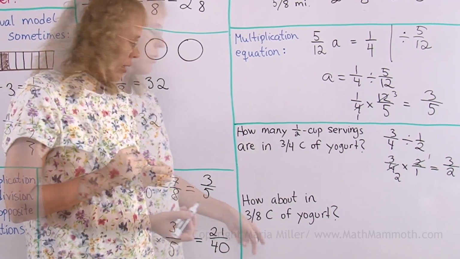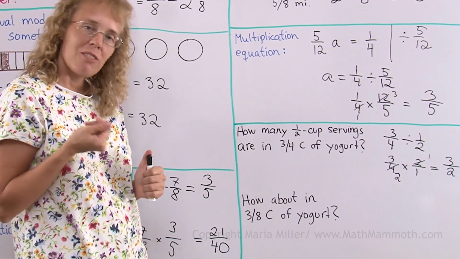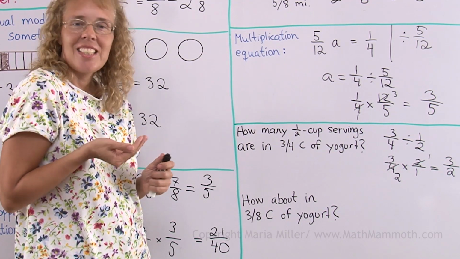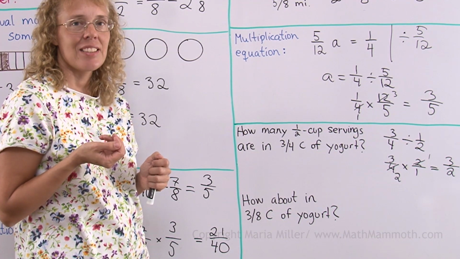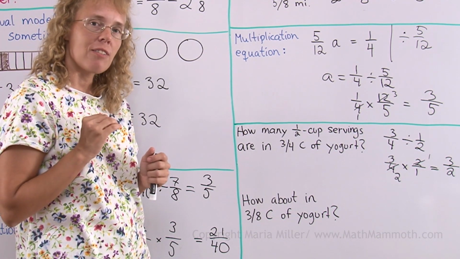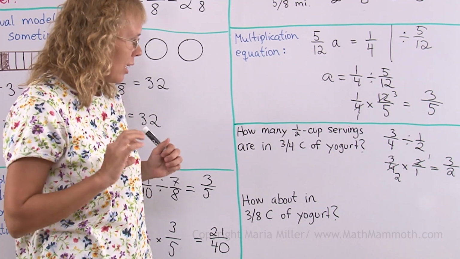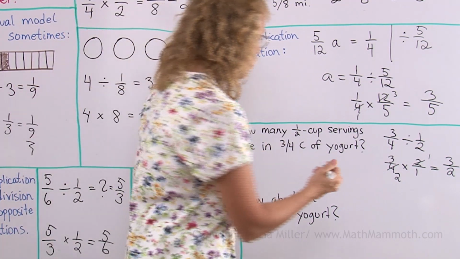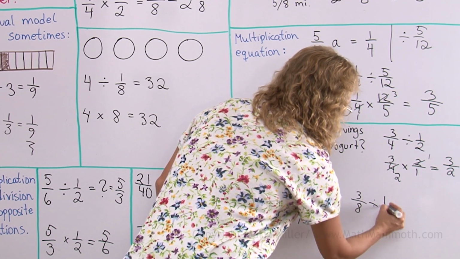How about in 3/8 of a cup of yogurt? How many 1/2 cup servings would be in it? Now this is less than 1/2 cup. So there's not even 1 serving in it. But what fraction of a serving is there in that amount? You do the same, okay? You do a division, this time 3/8 divided by 1/2.